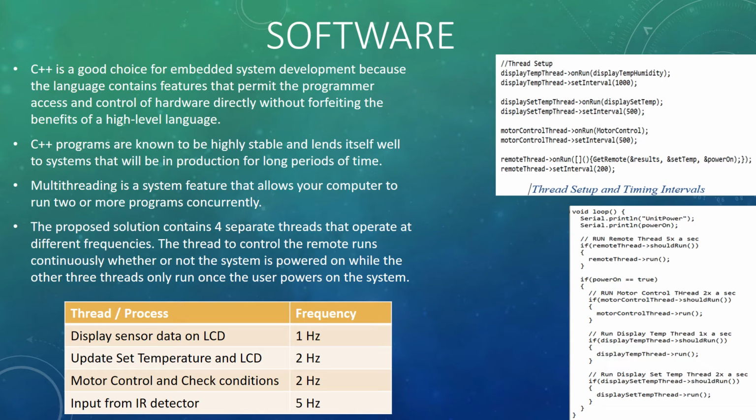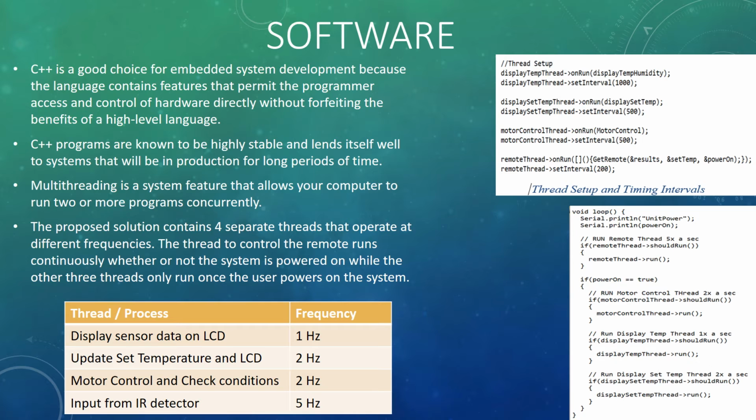Multi-threading is a system feature that allows your computer to run 2 or more programs concurrently. The proposed solution contains 4 separate threads that operate at different frequencies. The thread to control the remote runs continuously whether or not the system is powered on, while the other 3 threads only run once the user powers on the system. And here we can see the timing of the threads.